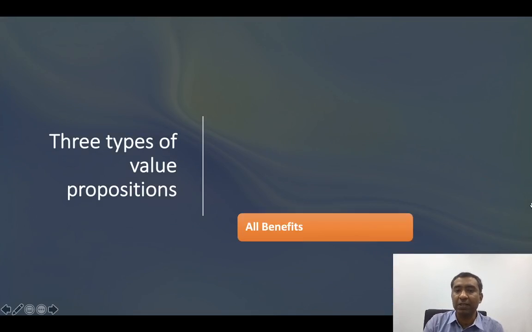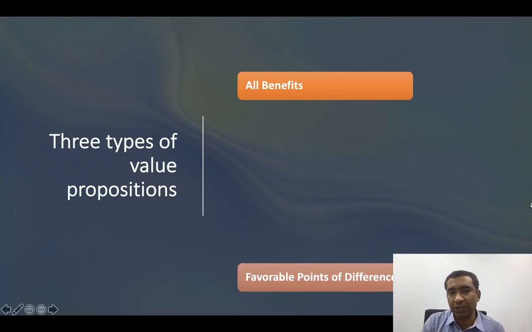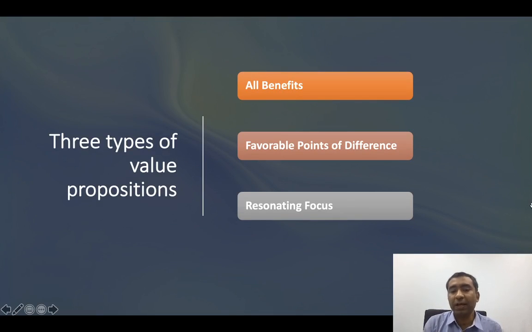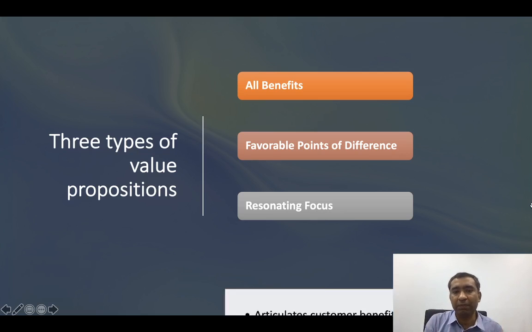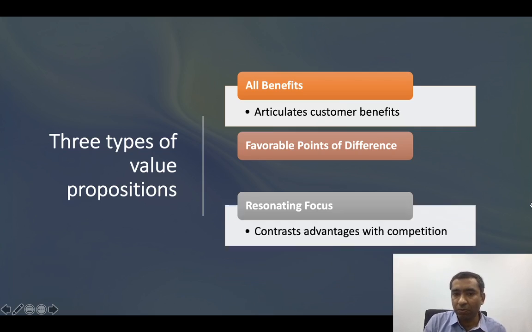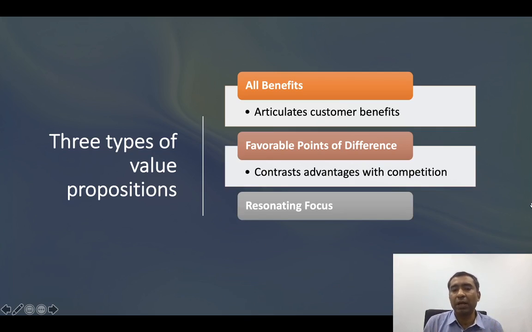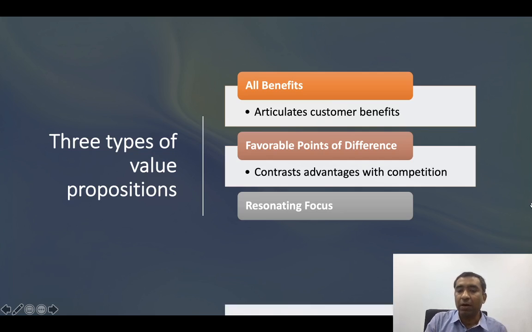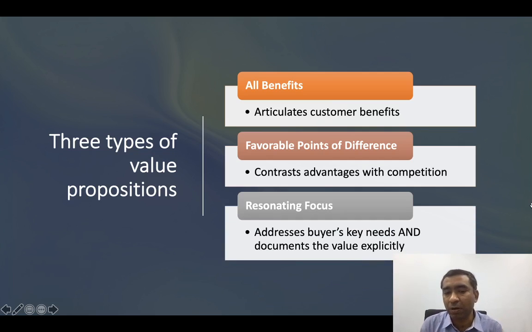So there are three major types of value proposition you can refer to in your marketing strategies. The first, list down all the benefits. Do you want to articulate all the customer benefits in the product, or do you want to go with the difference point, what and how you are going to create the differentiation? Or you are giving some reasons or methods or logical reasons through which you are fulfilling customer needs.